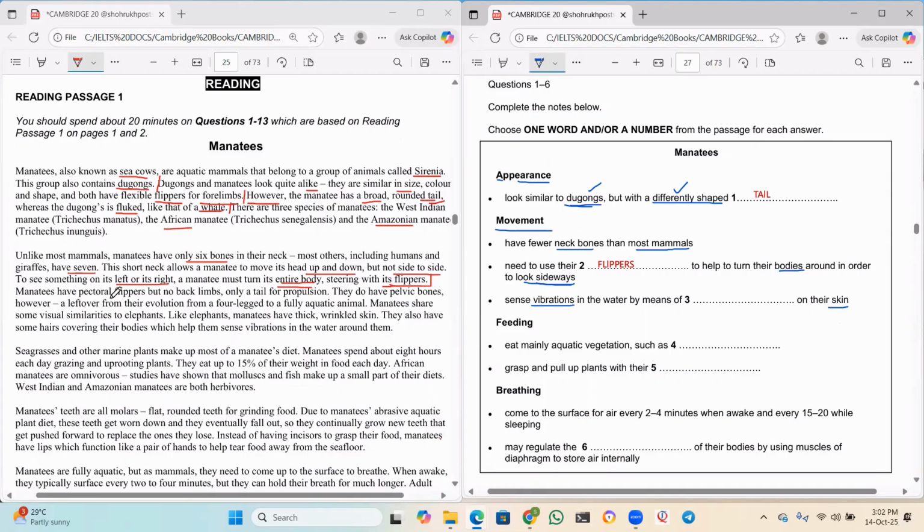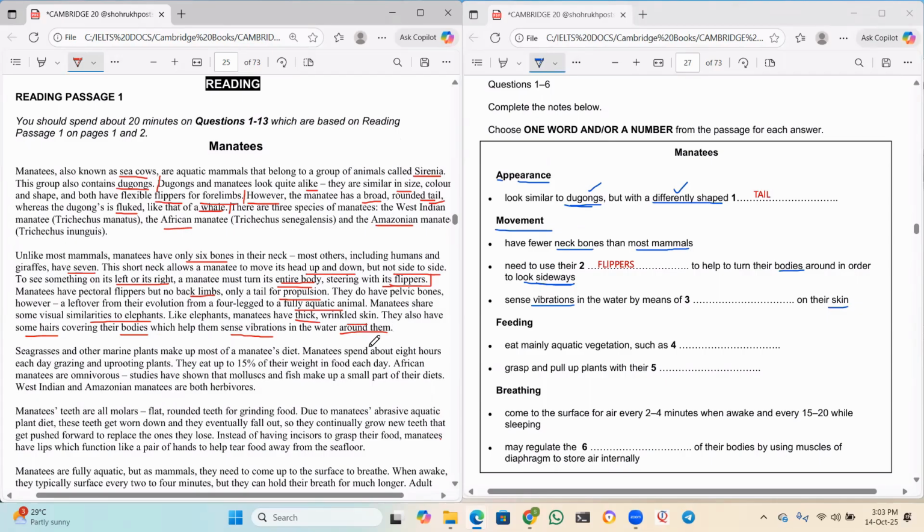Manatees have pectoral flippers but no back limbs, only a tail for propulsion. They do have pelvic bones, however, a leftover from their evolution from a four-legged to a fully aquatic animal. Manatees share some visual similarities to elephants. Like elephants, manatees have thick, wrinkled skin. They also have some hairs covering their bodies, which help them sense vibrations in the water around them.